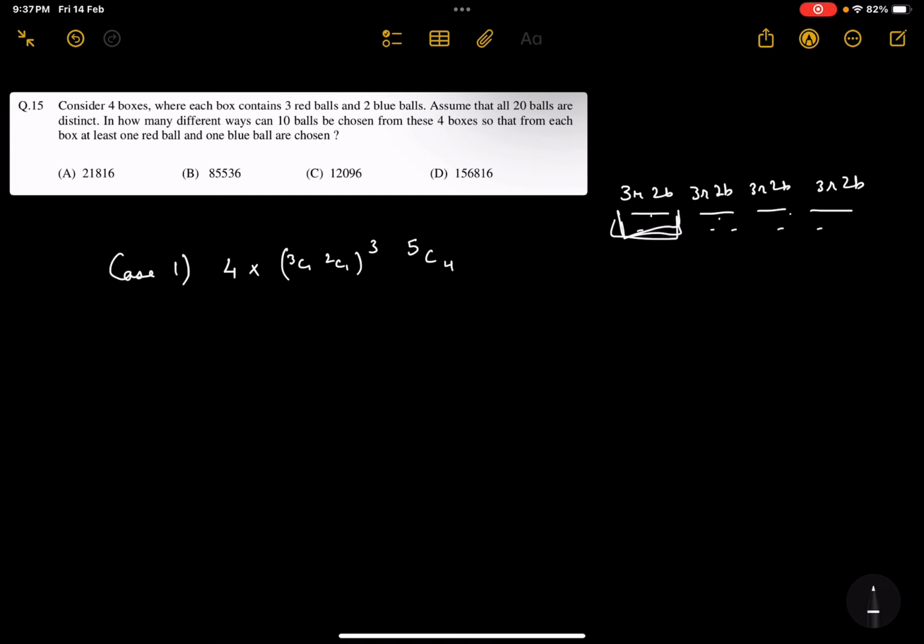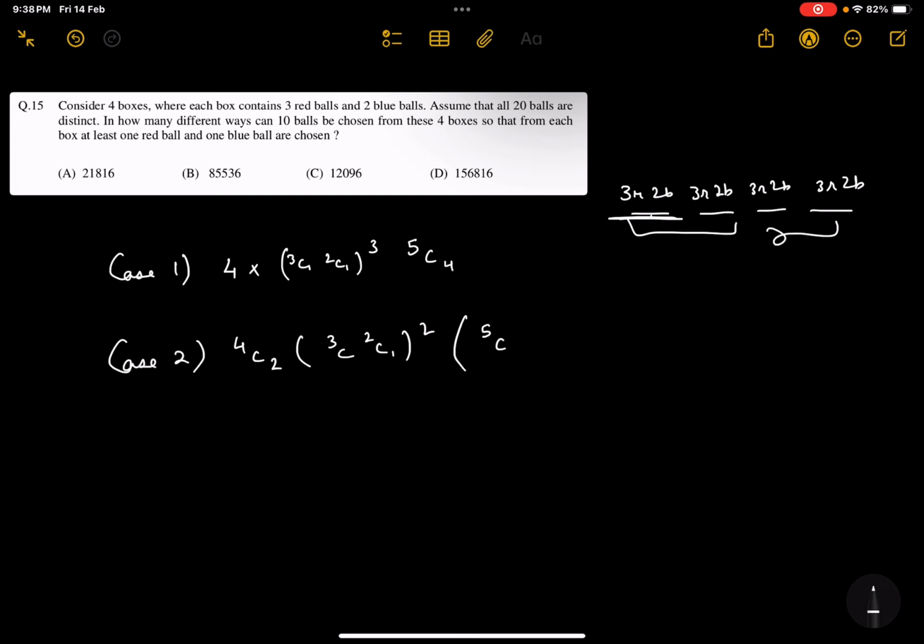So this is case 1, when we have chosen 4 balls from one box and 2 balls from the remaining 3. Then case 2 is we take 3 balls each from 2 boxes and 2 balls each from the remaining 2. So we have 4C2, say we chose these 2 boxes, into 3C1 times 2C1 squared. So from these 2 we chose 1 red and 1 blue ball each, and then from this we have to choose 3 balls such that we have at least 1 red and 1 blue ball.